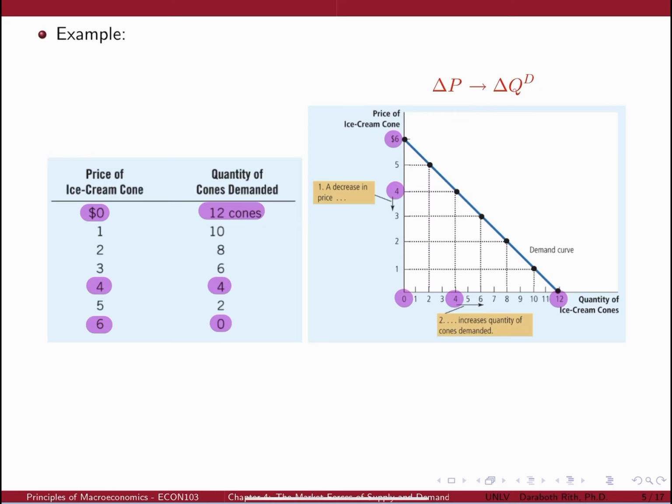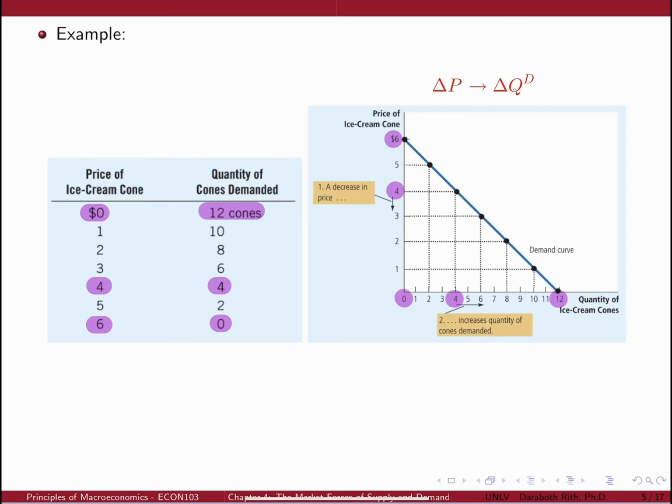When the price is at high level, the quantity demanded is at low level. And if the price keeps decreasing, the quantity demanded is increasing. Here, one thing that I would like you to note is that price is the only determinant of a change in quantity demanded. So the change in price can cause the change in quantity demanded.